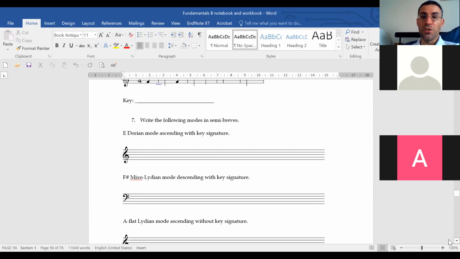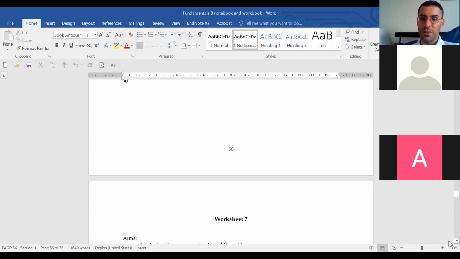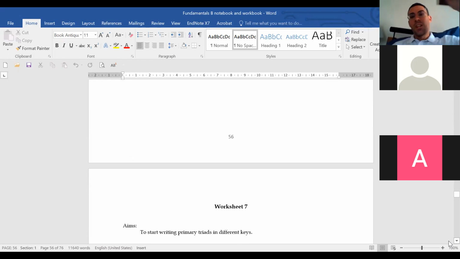And then you're going to write out 3 modes, okay? The E Dorian mode, the F sharp Mixolydian mode, and the A flat Lydian mode. There's a lot for you to do this week, okay? So if you have questions now, you are welcome to ask them and I'll see if I can answer them. Otherwise, my recommendation is that you start working on that worksheet and then hand it in to me next Monday. So are there any questions?